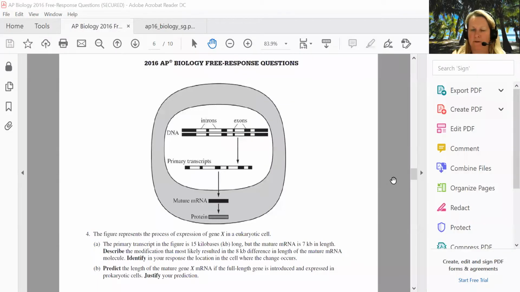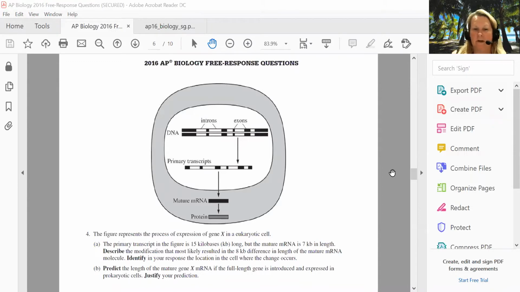Hi everyone, this is going to be our final gene expression FRQ practice, and this one is going to be question number 4 from the 2016 exam. So let me pull that up for you. And this is a pretty straightforward question, I think. Maybe I should have done this one with you guys first, but save the best for last.